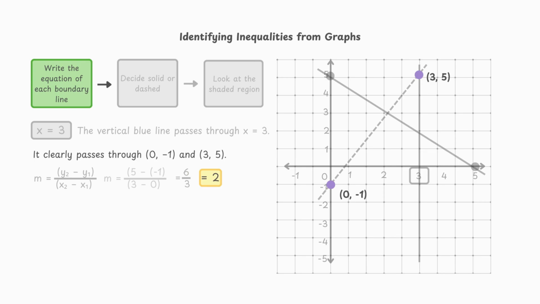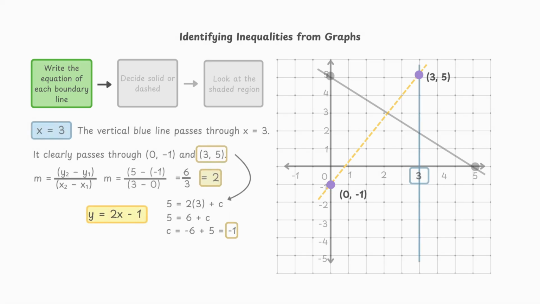Now we use the form y equals mx plus c. Substitute one of the points, for example, (3, 5). 5 equals 2 multiplied by 3 plus c, so 5 equals 6 plus c, which gives c equals -1. So the equation of this line is y equals 2x minus 1. At this stage, we have successfully written the equations of the boundary lines we can see so far. We will decide whether they are solid or dashed and analyze the shaded region in the next steps.